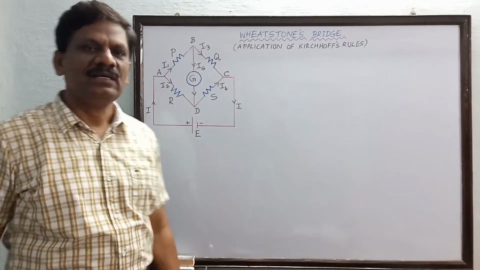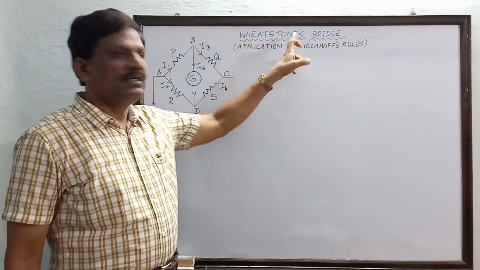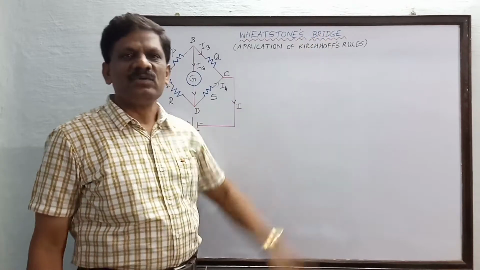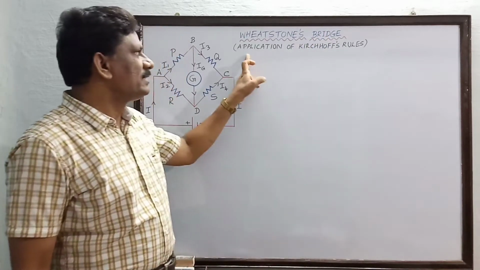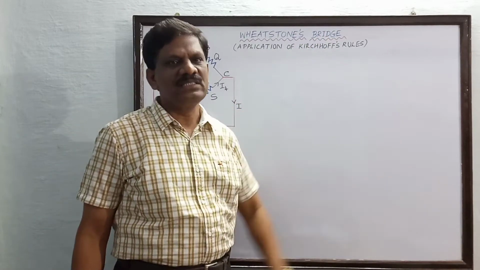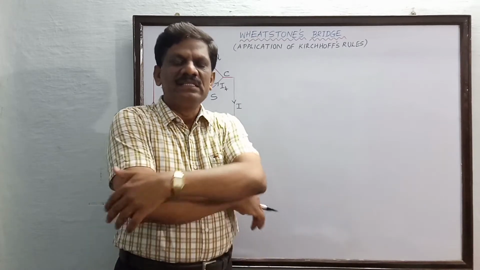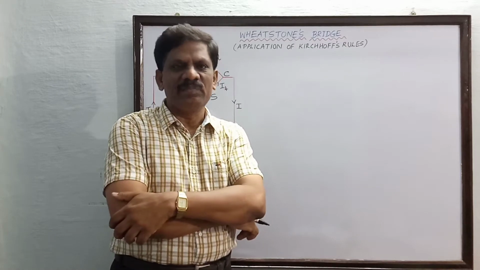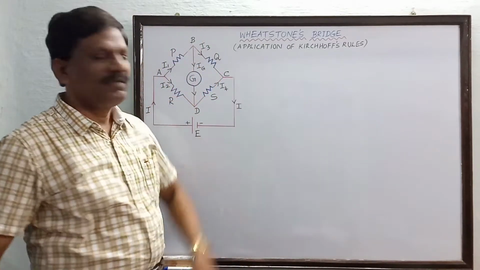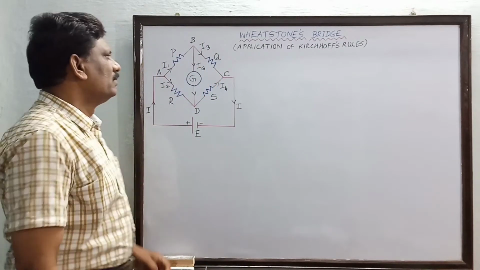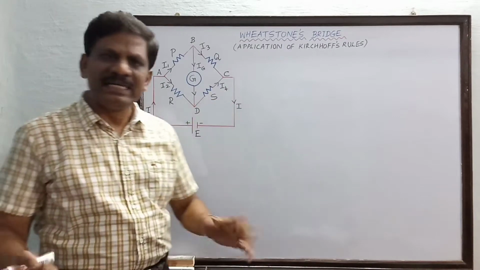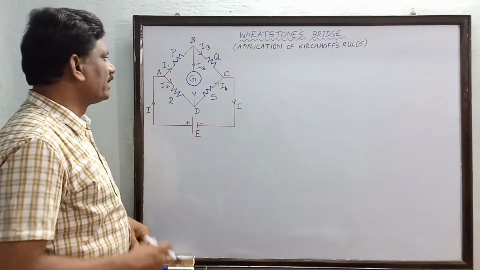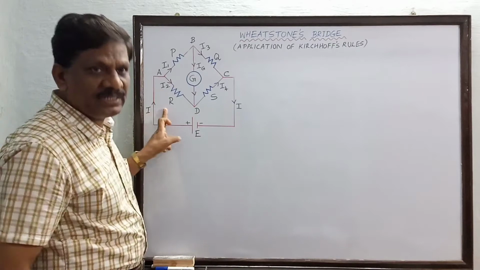Hi students, now we are going to discuss the Wheatstone's bridge, which is an important application of Kirchhoff's laws. We have studied Kirchhoff's first rule and Kirchhoff's second rule. Both are applied in the construction of the Wheatstone's bridge. This is also called Wheatstone's network. You can look at the circuit. This is called the Wheatstone's bridge.